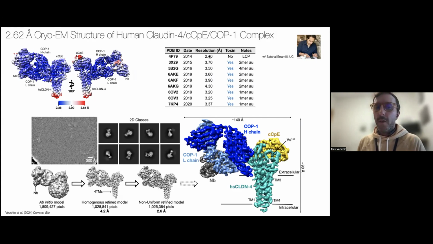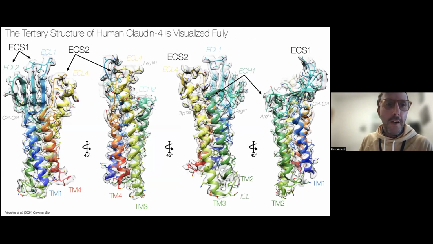And so to us, this was incredible that we could obtain resolutions that were better than X-ray crystallography of a complex that we were interested in. The tertiary structure of the entire human Claudin-4 was visible in the maps. And again, this was significant to us because of the poor resolution of some of the other Claudin structures and just the dynamics of the extracellular domain when it's not sort of clamped down by 2 molecules.